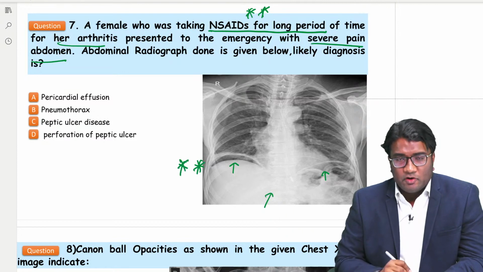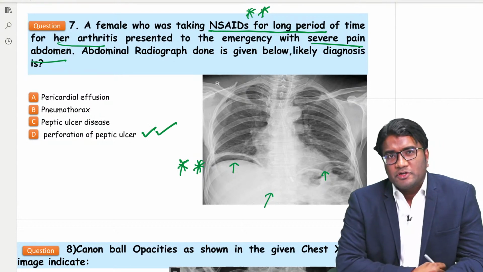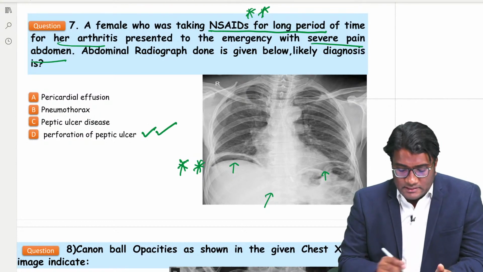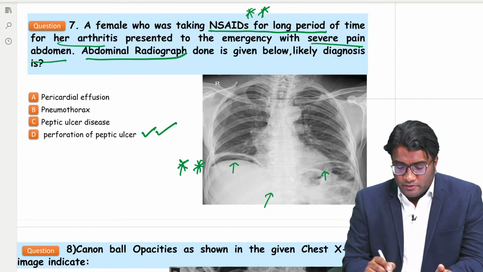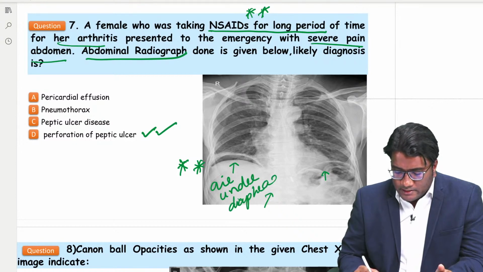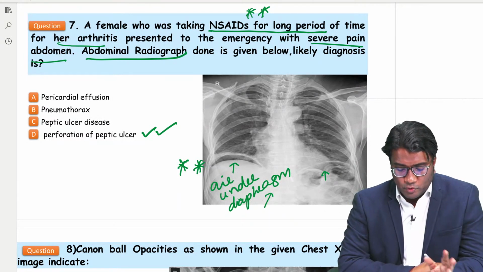This is classic of a hollow viscus perforation. So the better answer here is perforation of peptic ulcer, because he is having abdominal pain and the radiograph is showing air under the diaphragm. If you just have peptic ulcer disease, you would not see air under the diaphragm. To see air under the diaphragm, you should have a hollow viscus perforation. So it must be a perforation of peptic ulcer. That is a better answer if both options were given.